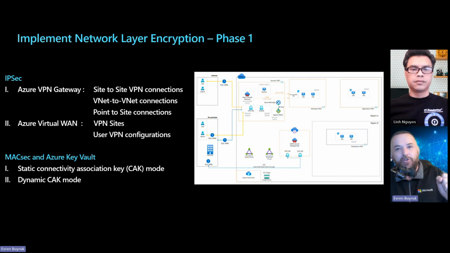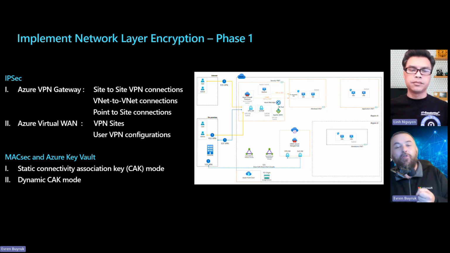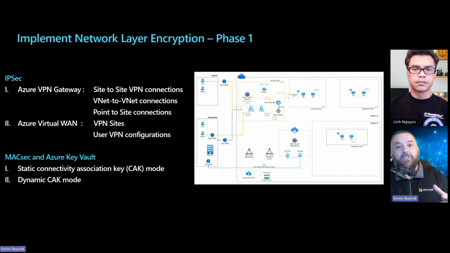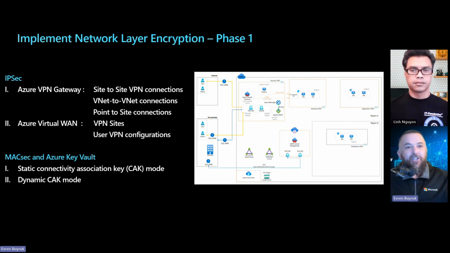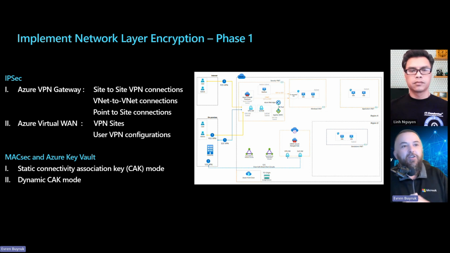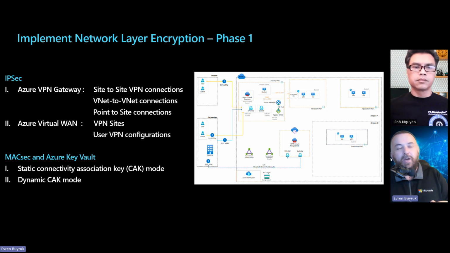IPsec phase 2 can be established on top of IKE, Internet Key Exchange version 1 or version 2. From the current deployment perspective, Azure VPN Gateway IPsec implementation supports only ESP in tunnel mode, which means that it is encrypting everything. Some of the Azure services use IPsec, for example Azure VPN Gateway, which covers site-to-site VPN connections, VNet to VNet connections, or point-to-site connections, as you see in this diagram.